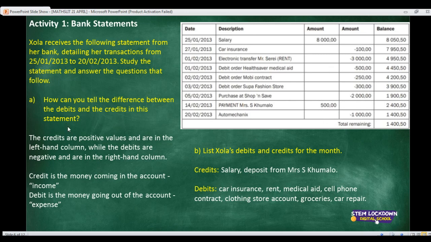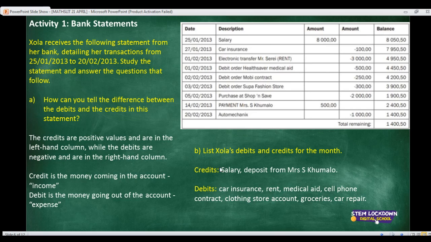Remembering the definition of credit and debit in this context, credits are positive values and are in the left-hand column. These ones, they are in the left-hand column, they are positive values to indicate that that is income, money going into the account. And then the debits are the negative numbers and are in the right-hand column. So for this statement, it is indicated in negative to show you that it's money going out. So it is money that will eventually be subtracted from the overall balance of the account.